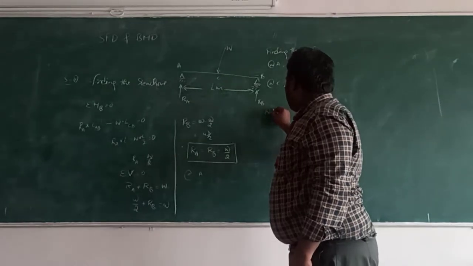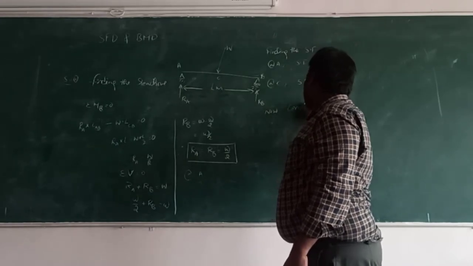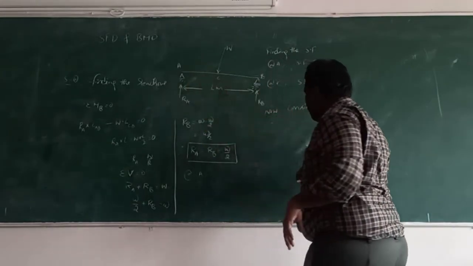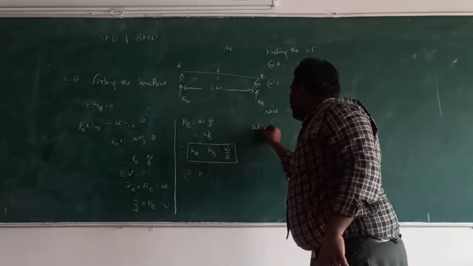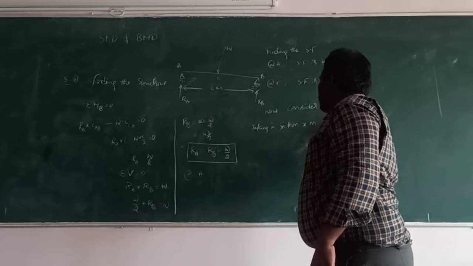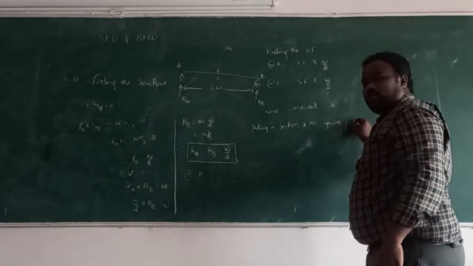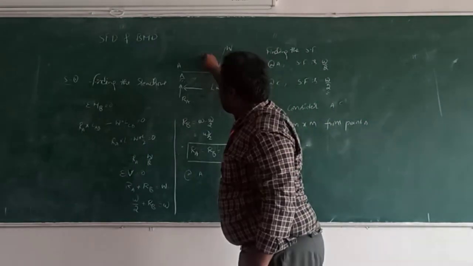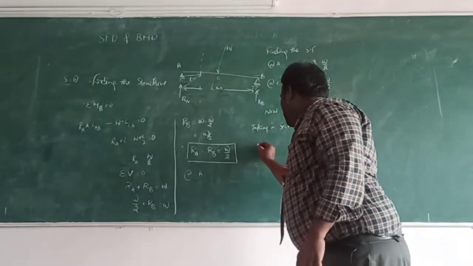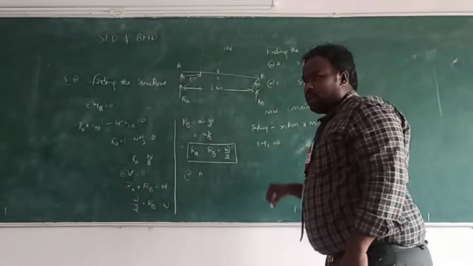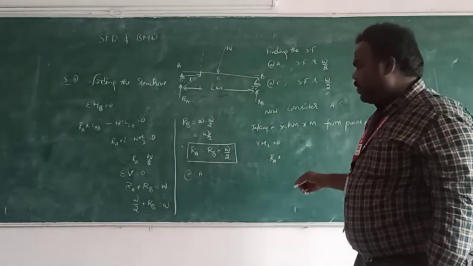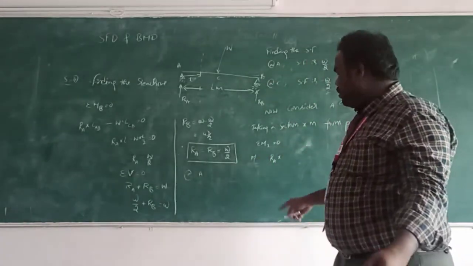Now consider the AC span, the left half of the beam. Taking a section at x meter from point A, the moment at the section, sigma Mx equal to 0, is RA into x. The moment at the section is RA into x.